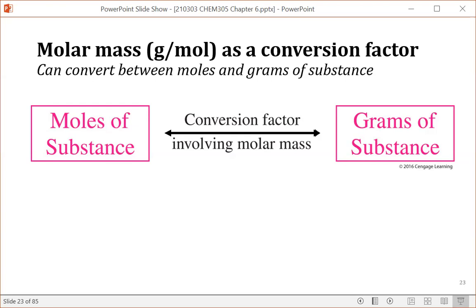And then once we're in units of moles, if we wanted to, we could use Avogadro's number to calculate exactly how many atoms or exactly how many molecules we had. So molar mass is one that we use a lot in this class. So we're going to do some examples to make sure you feel comfortable with that.